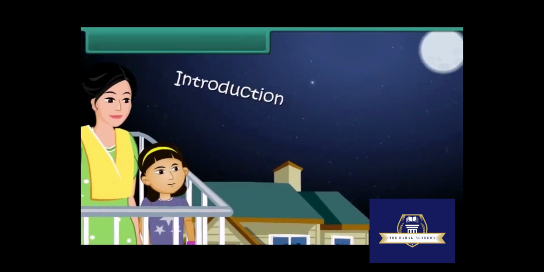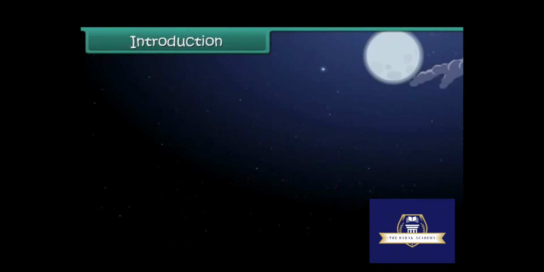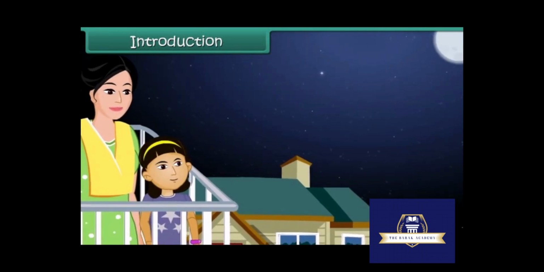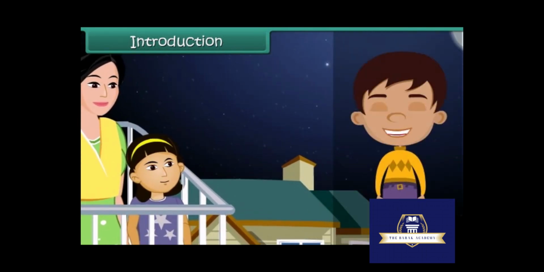Introduction. Ravina likes watching the twinkling stars in the night sky. Today she notices a star that doesn't twinkle. She wonders if it is a special star. She asks her mother. Her mother tells her that it is not a star but a planet. Ravina wants to know the difference between a star and a planet. In this lesson, you'll learn about the objects in space.